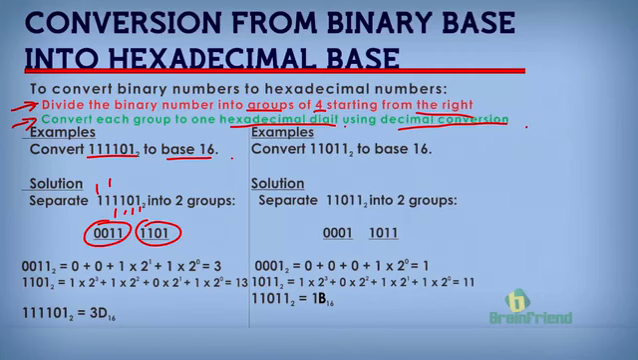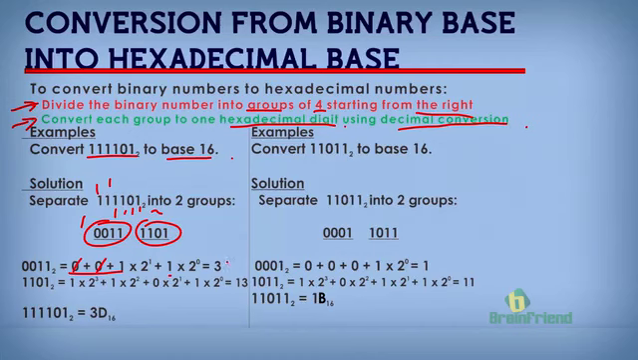Next, we'll convert each of these groups, group 1, group 2, into one hexadecimal digit using decimal conversion. To convert 0011 into a decimal number, we expand it. Of course, the leading 0s will cancel out anyway, so we have 1 times 2 raised to the power 1 plus 1 times 2 raised to the power 0. 1 times 2 raised to the power 1 gives us 2, plus 1 times 2 raised to the power 0 gives us 1.